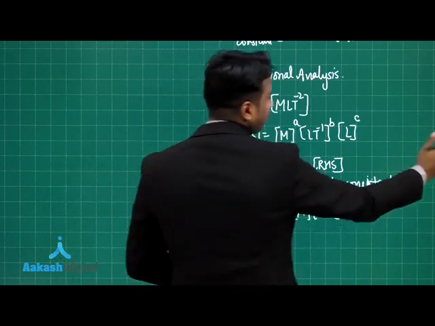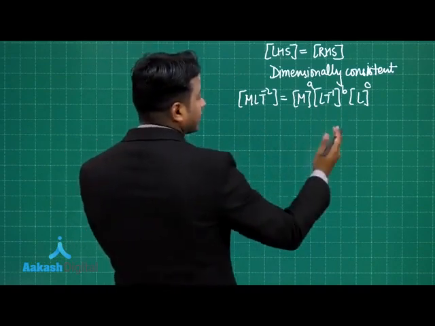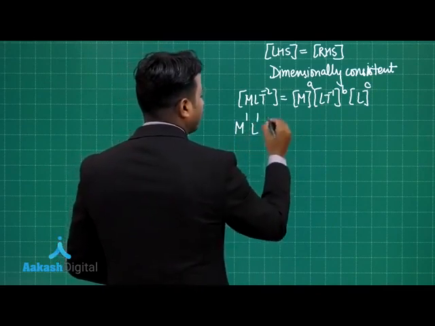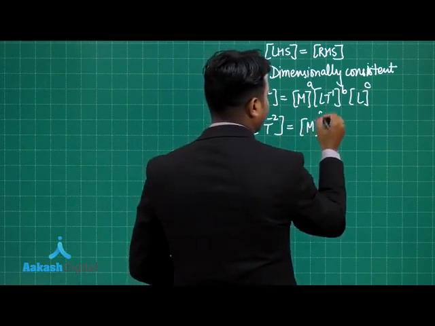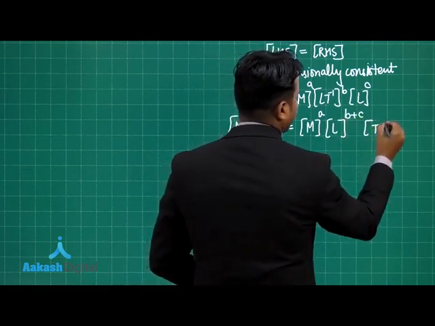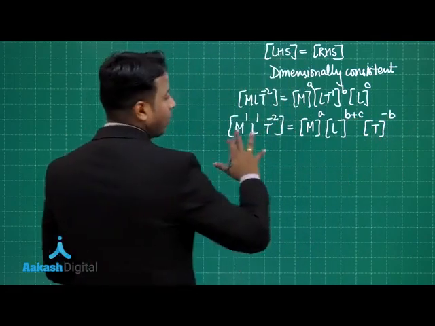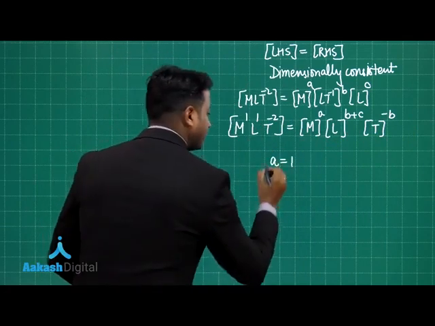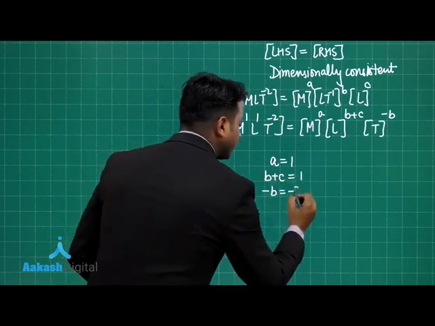Now we can reshuffle these expressions a little bit and sort out the powers on the left hand side and right hand side for mass, length and time. Here on the left hand side, the mass power is 1, the length power is 1, and the time power is minus 2. On the right hand side, mass has a power a, length has a power of b plus c, and time has a power of minus b. I hope this is clear to you. On simple comparison from both sides, a can be written as 1, b plus c can be written as 1, and minus b can be seen as minus 2.